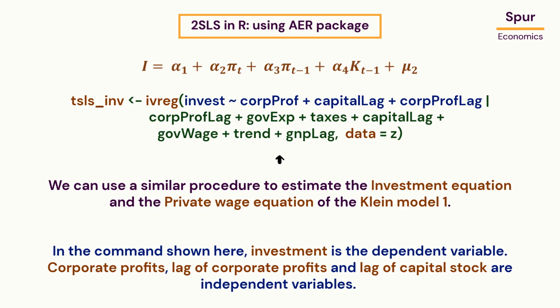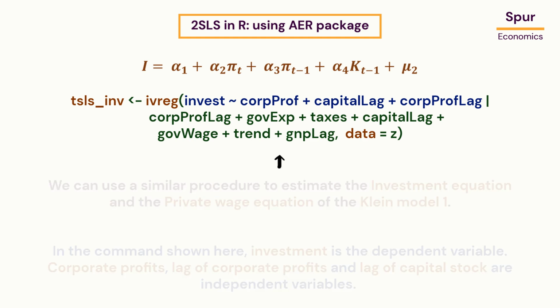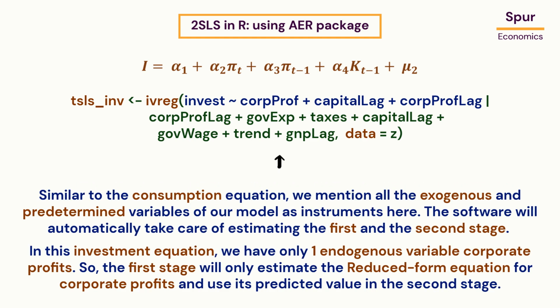We can use a similar procedure to estimate the investment equation and the private wage equation of the Klein Model 1. In the command shown here, investment is the dependent variable. Corporate profits, lag of corporate profits and lag of capital stock are independent variables. Similar to the consumption equation, we mention all the exogenous and predetermined variables of our model as instruments here. The software will automatically take care of estimating the first and the second stage.